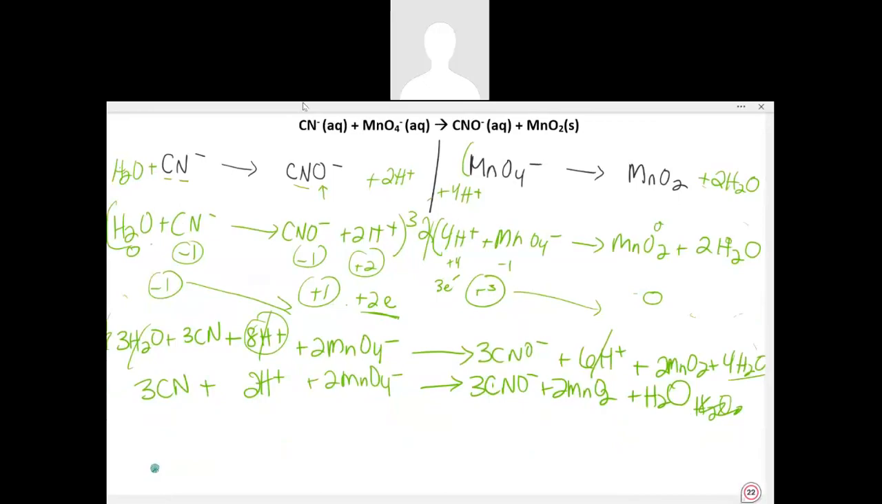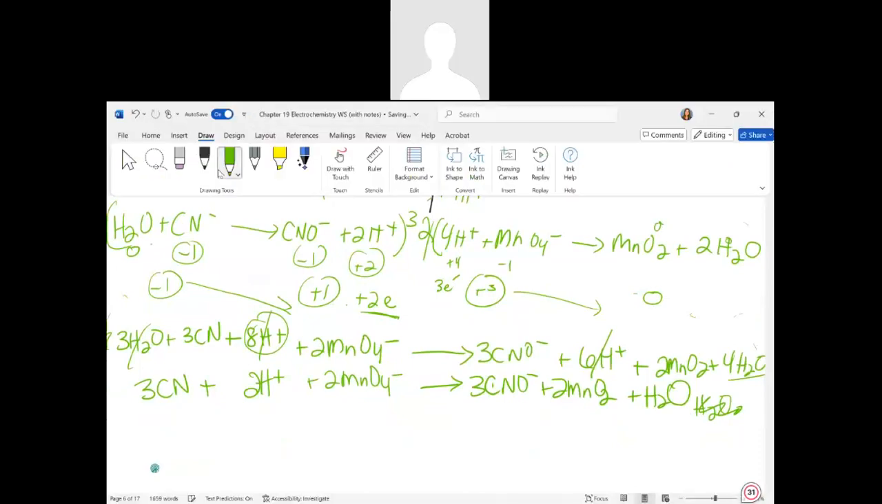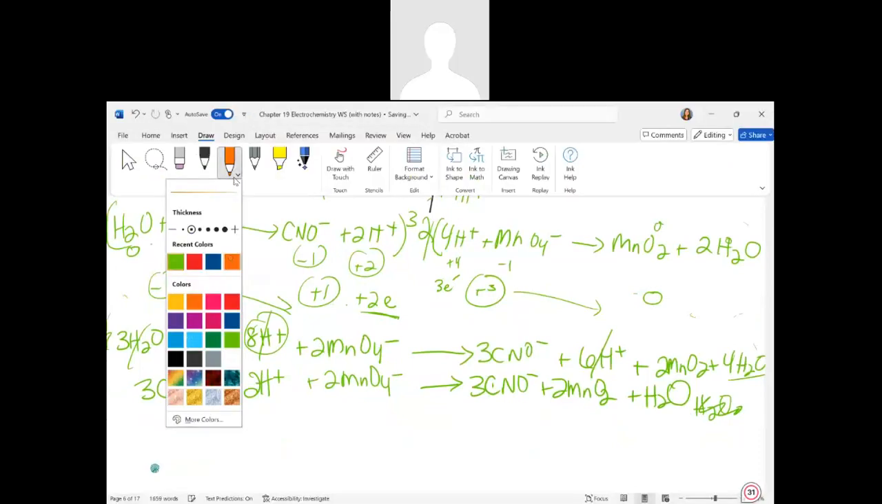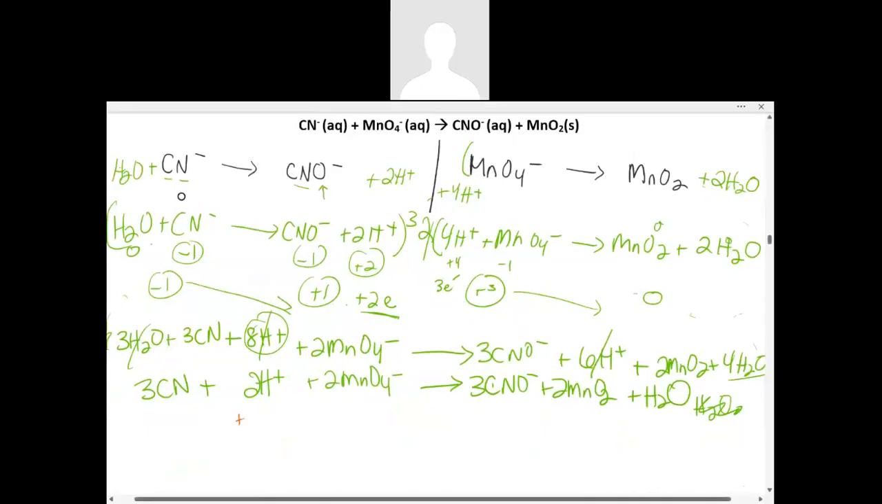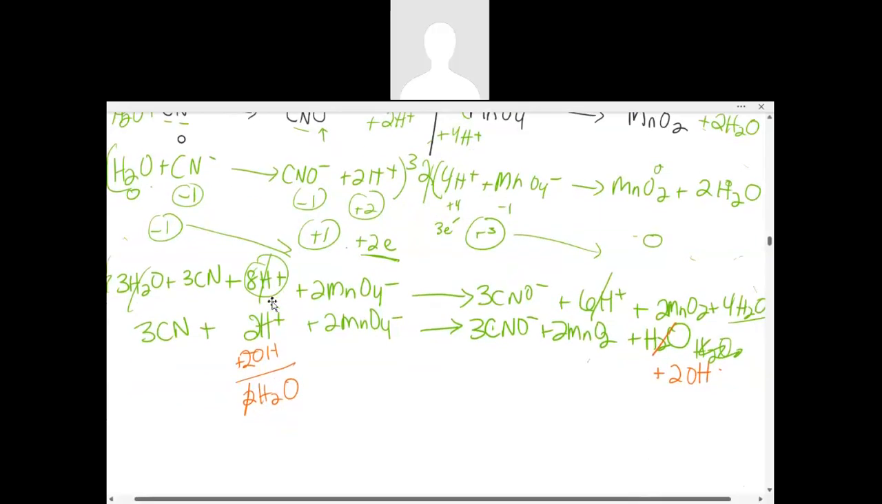So to get this into basic conditions, as mentioned above, in the initial steps, we're going to have to add some base to both sides to neutralize our water. So I need to add plus 2 OH, so this will give me 2 H2O here. And then over here, I'm going to add plus 2 OH. So we add the same thing to both sides. So now we're going to cancel this water with one of these.